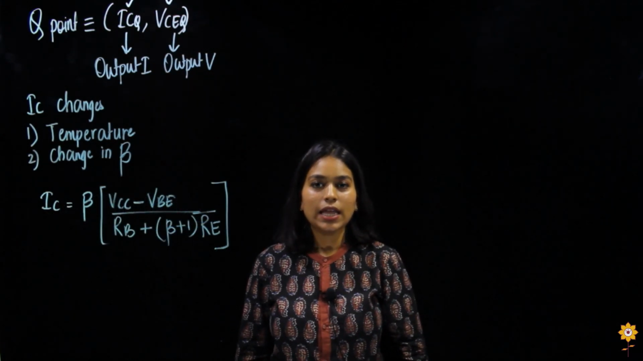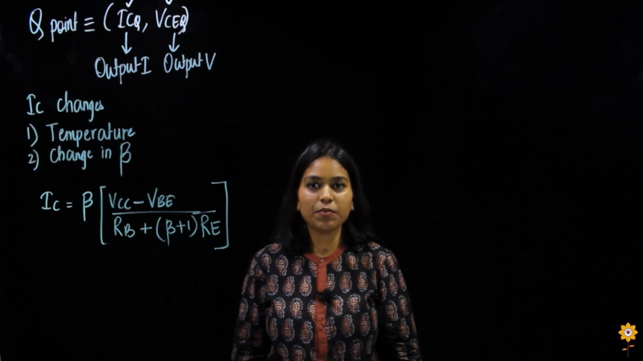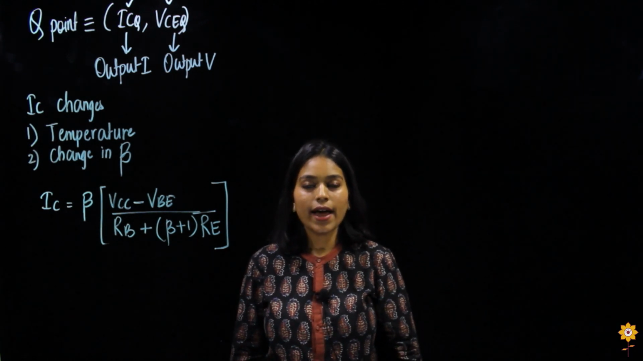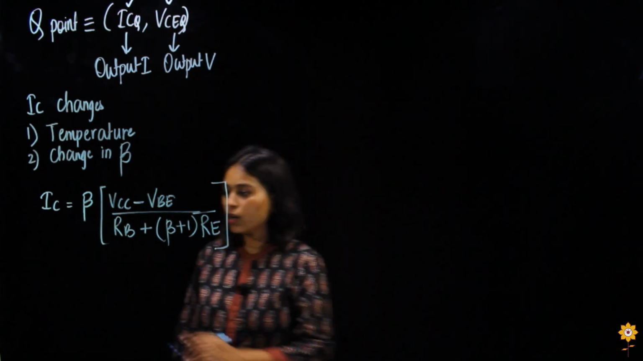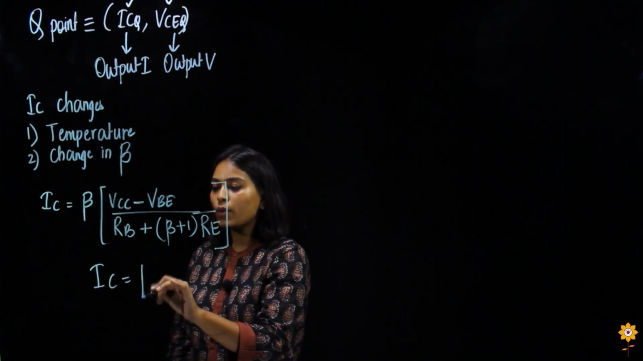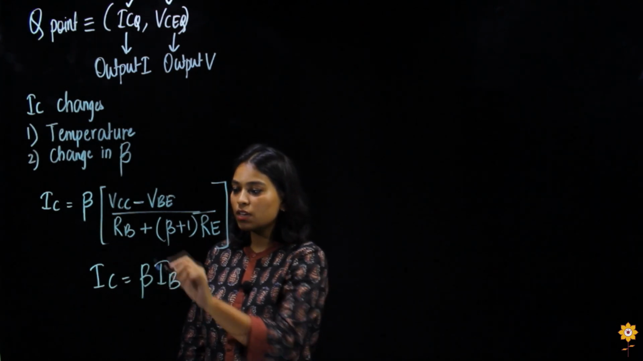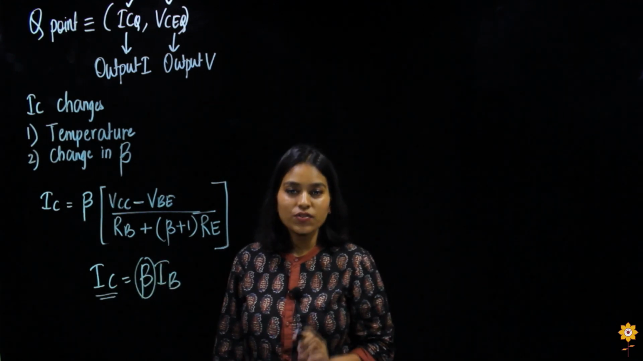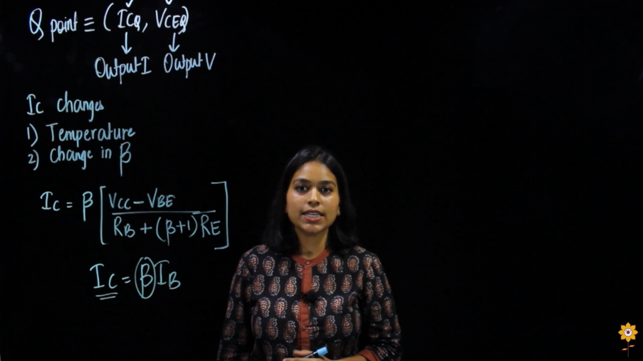The second parameter that changes the value of IC is change in beta. Beta is the amplification factor. So if beta changes, automatically IC starts changing, and if IC changes, the value of Q point changes. Now how does the change in beta cause change in IC? Because we know that IC is equal to beta IB, right? So if beta changes, automatically IC changes. So by the addition of this resistor RE in self-bias configuration, the value of IC is maintained.